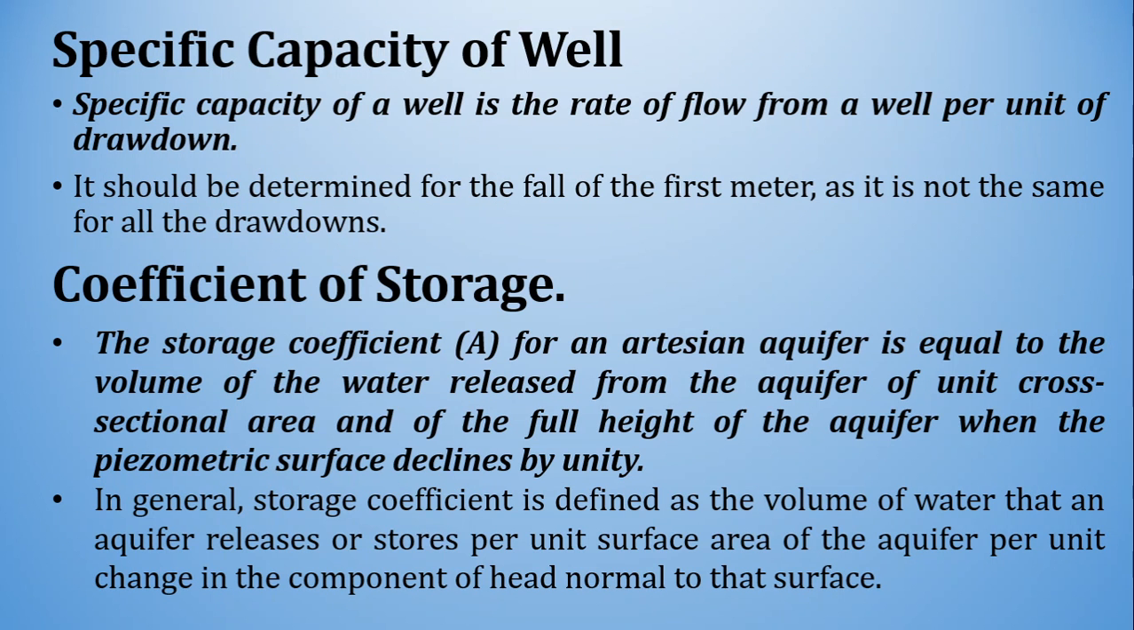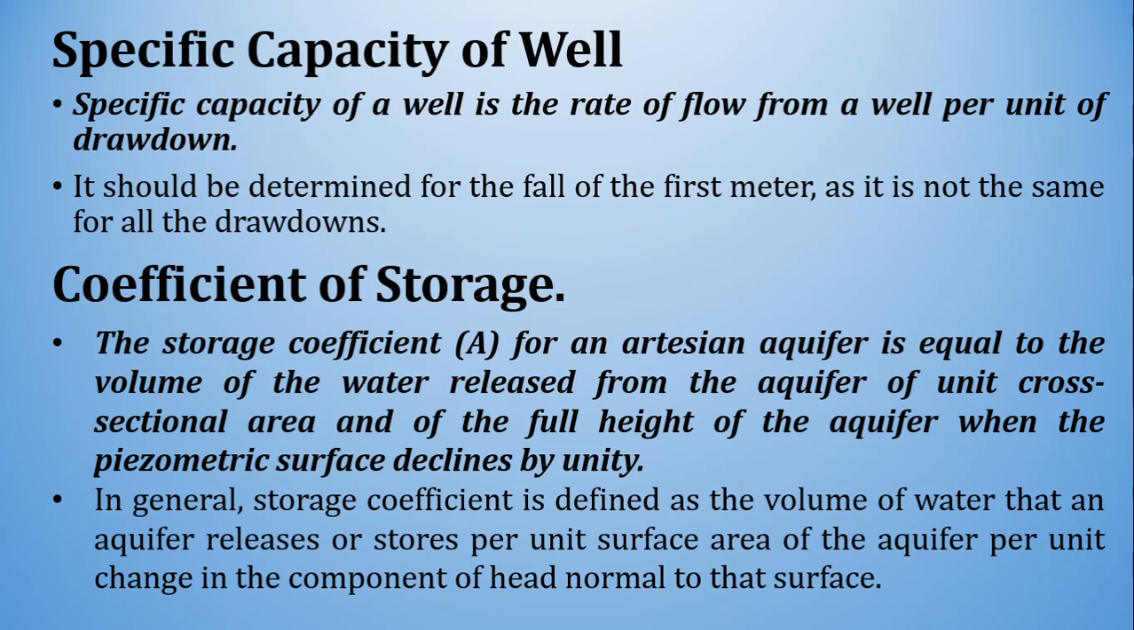Now the specific capacity of a well. Specific capacity of a well is the rate of flow from a well per unit drawdown. It should be determined for the fall of the first meter, as it is not the same for all the drawdowns.